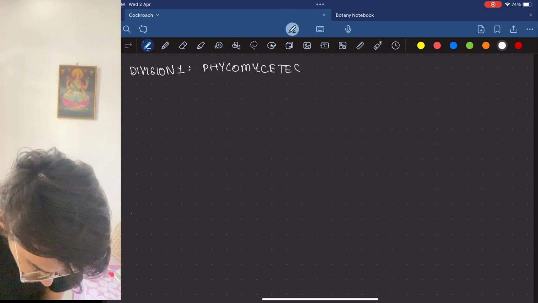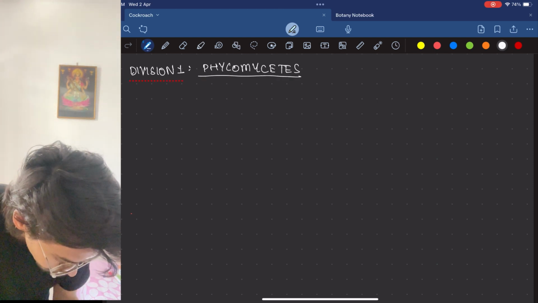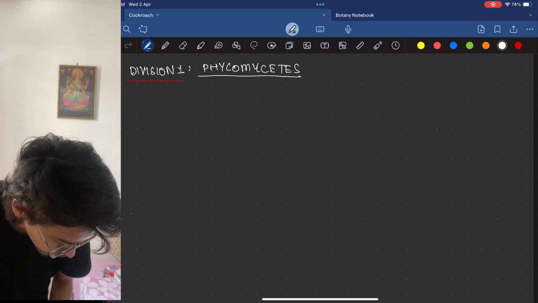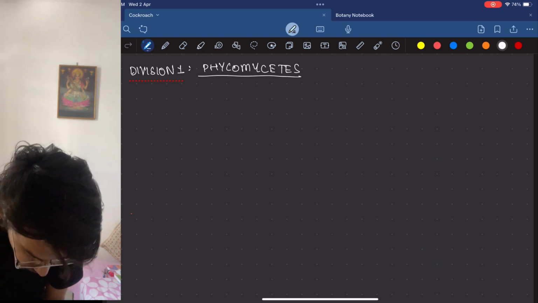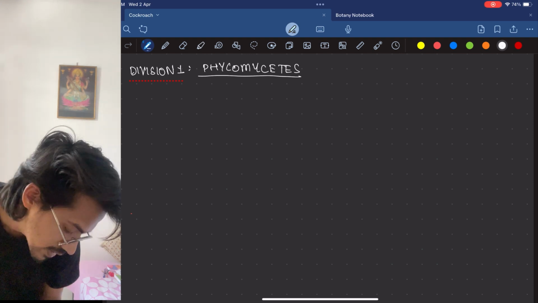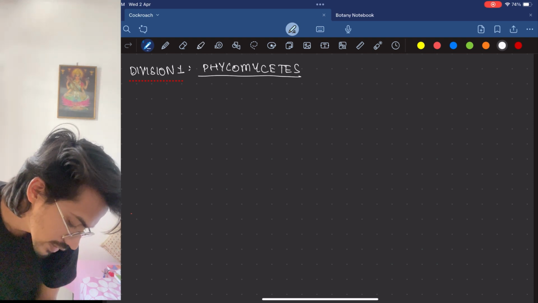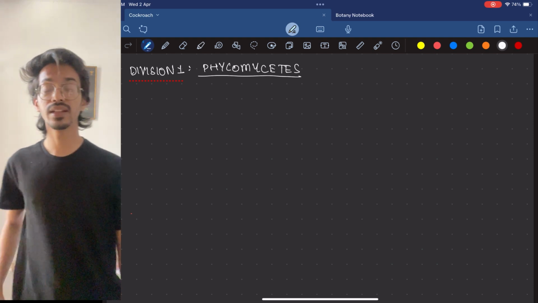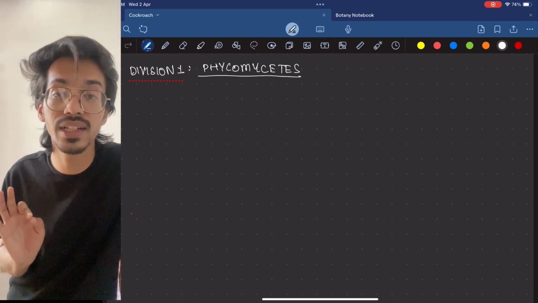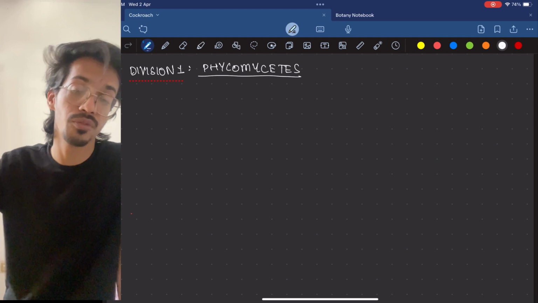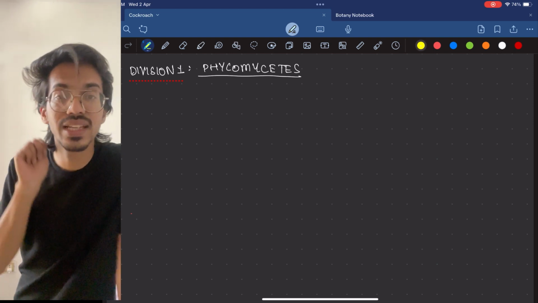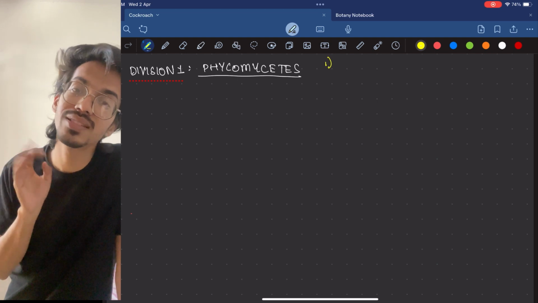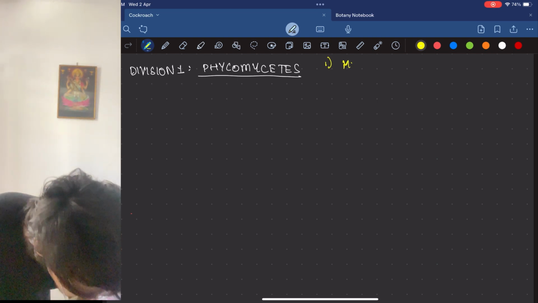So the first division of fungi is phycomycetes. Now, in phycomycetes, you will target two different types of questions. First will be the example based, match the following, direct, or anything can come. And the second one will be the statement based, which is also given. So what are the examples?